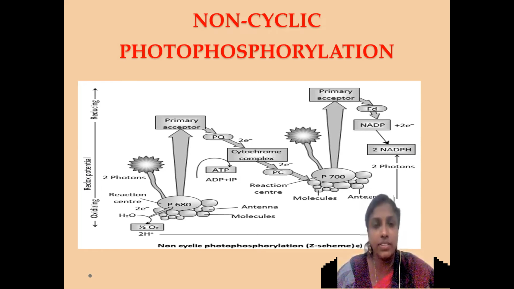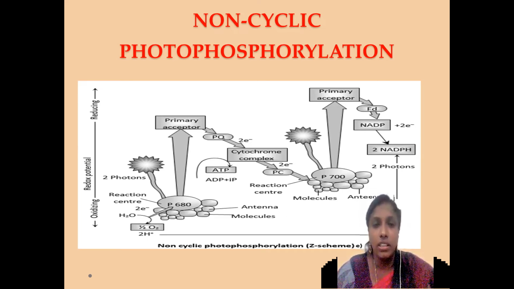Because of this activation, again the electron excitation takes place from photosystem 1 also. The second time, the excited electron will also be accepted by the electron acceptor, and this time it will move in a different electron transport chain, and then it will form another energy-rich product called NADPH. So in this non-cyclic photophosphorylation, two types of energy products are forming. One is ATP, the other one is NADPH.